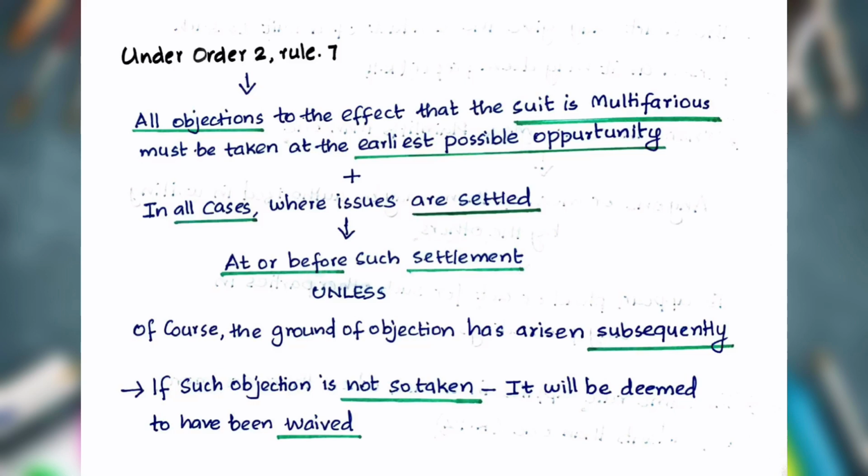Under Order 2, Rule 7, all objections to the effect that the suit is multifarious must be taken at the earliest possible opportunity, and in all cases where issues are settled at or before such settlement, unless, of course, the ground of objection has arisen subsequently. If such objection is not so taken, it will be deemed to have been waived.